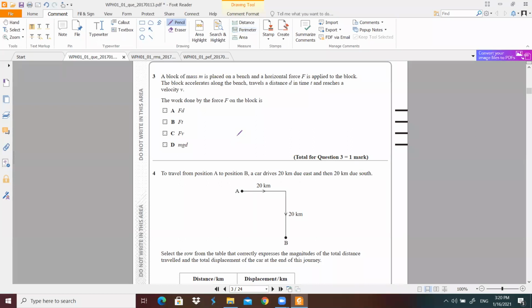For 3, we have a block of mass m placed on a bench and a horizontal force F applied to the block. The block accelerates along the bench, travels a distance d in time t, and reaches a velocity v. The work done by the force F on the block is, okay, they asked us to find out the work done. This is actually one of the simplest things ever. We know work done is always equal to force times displacement, and this time they gave the distance, so it should be force times distance, Fd. Pretty straightforward. Answer should be A.